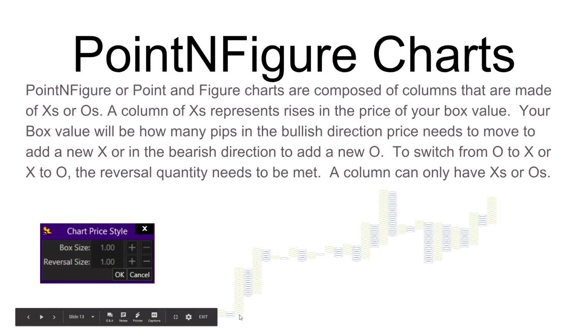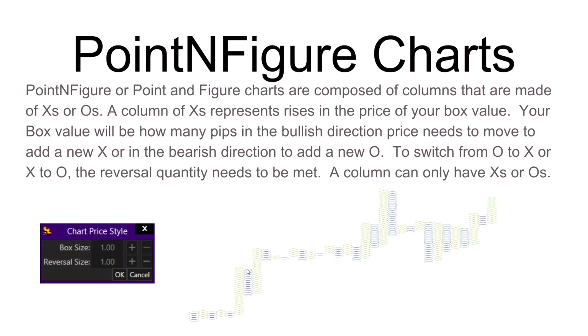So if it moves 1 pip up, it adds an X. If it moves 1 pip down, it then switches over to a new column and adds an O. Typically that reversal size is going to be a little higher. You'll usually see that set to 4. And so what that means is every time we move 1 pip up, we'll add one of these X's until we reach the top of the column.